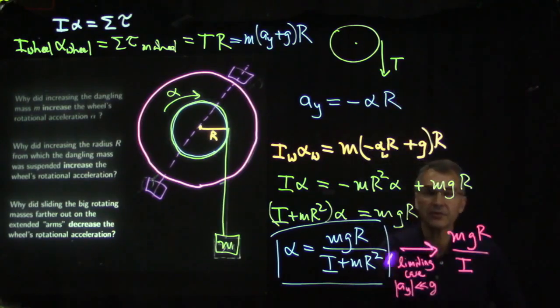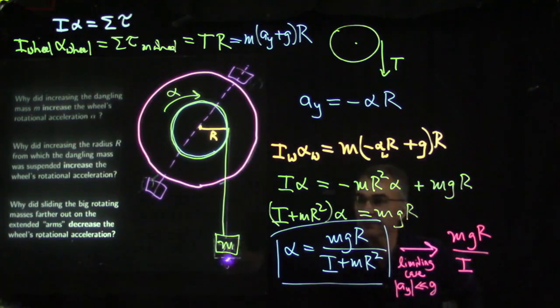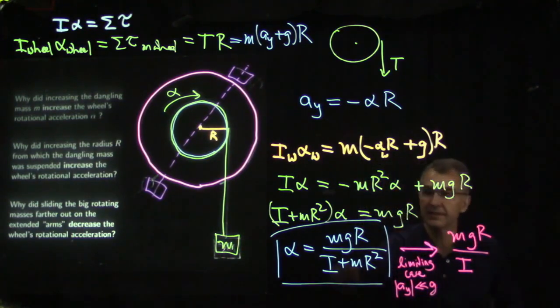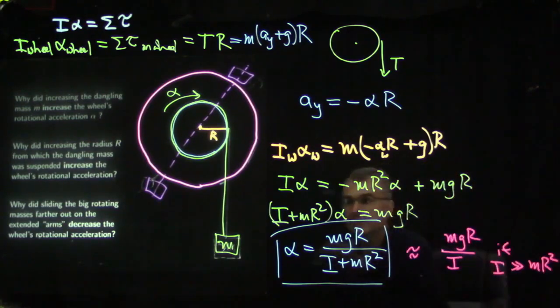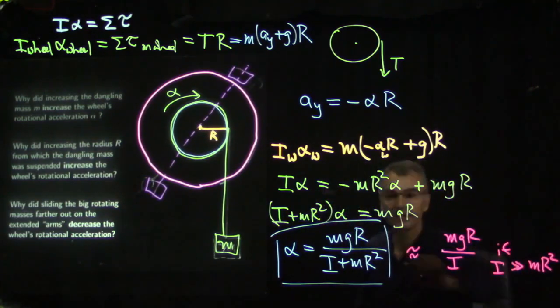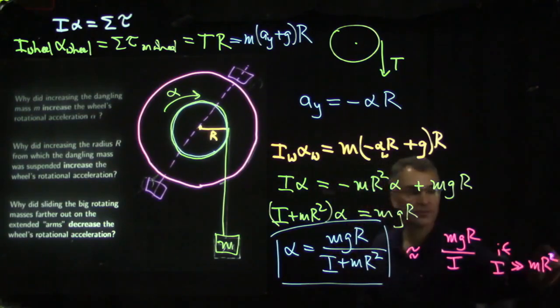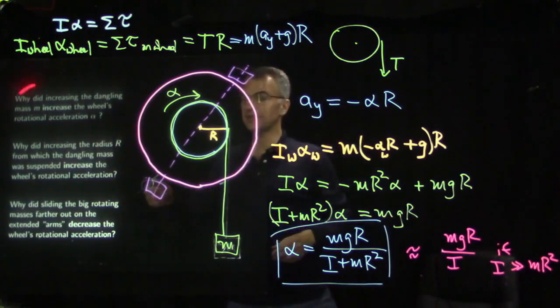So it's often interesting in physics to evaluate limiting cases, and in the limiting case where the acceleration downward of this mass is much smaller than little g, then this expression would become just m g r divided by I. And the statement that the downward acceleration of this little block is much less than g is the same as the statement that this rotational inertia of the big wheel is much bigger than this little m times this r squared. So we can ask, why did increasing the dangling mass m increase the wheel's rotational acceleration α?